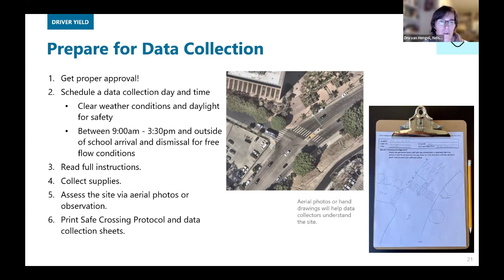Assess the site via aerial photos or observation. We want you to get familiar with the site where the data collection is going to be taking place, and sometimes the aerial photos are insufficient for that. Make a diagram like the one we have on the left on the clipboard on the right, which illustrates the nature of the location for the data entry and for data collectors and the pedestrian decoy. And then print the safe crossing protocol and the data collection sheets.